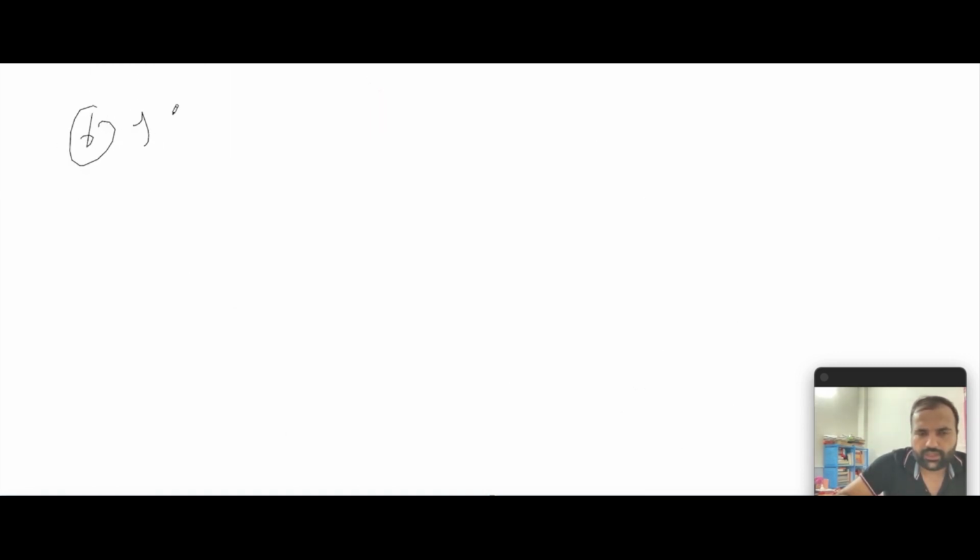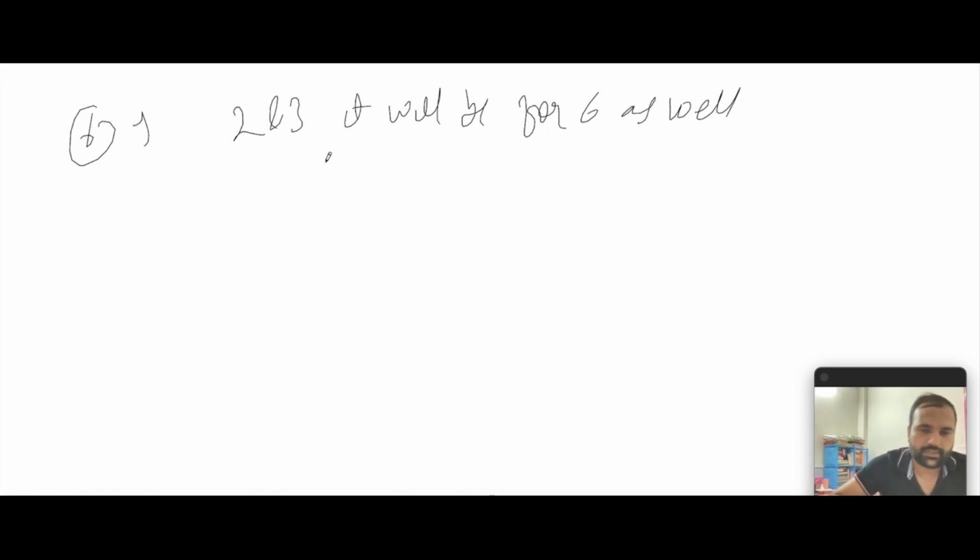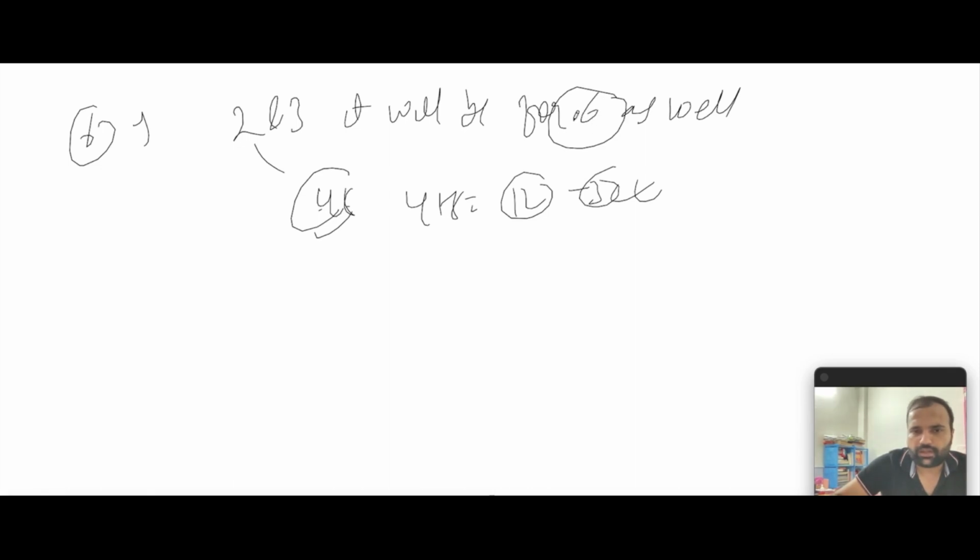For 6, if a number is a multiple of 2 and 3, it will be divisible by 6. Let's take a number, let's say 48. The digital sum of 4 plus 8 is 12, then 3, so it is divisible by 3. And because it's an even number, it will be divisible by 2, and so divisible by 6 as well. So not at all difficult for 6 as well.